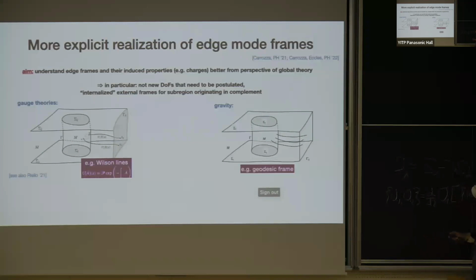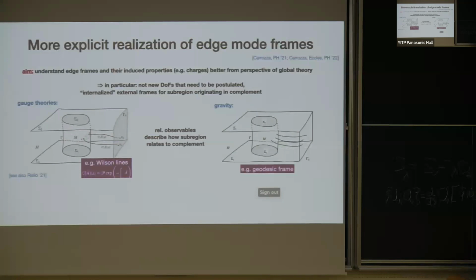In gravity, you can do the same thing with geodesic frames, like boundary anchored geodesic frames. And the way you can interpret this is that, in both cases, they give you exactly what you want from the point of view of the local theory. But from the point of view of the global theory, they're not new degrees of freedom. Rather, you can think of them as internalized external reference frames for the subregion. So they originate in the complement. They're non-local objects, and that turns out to be important.